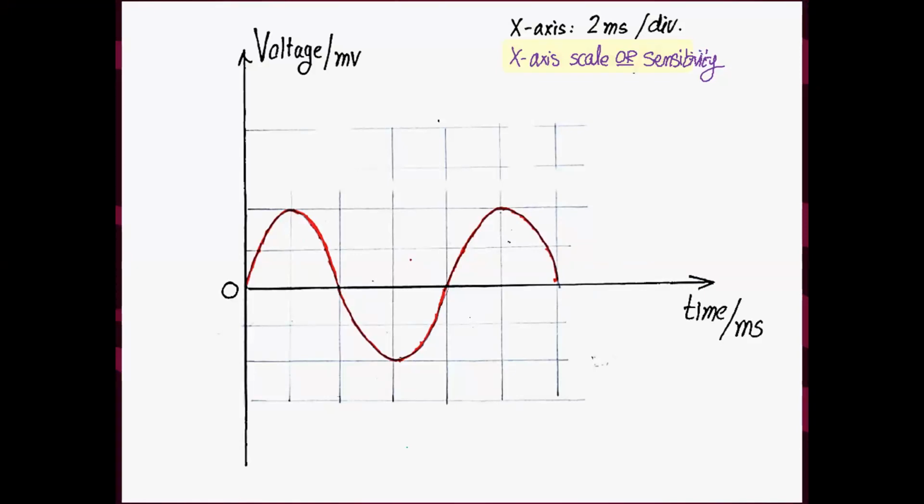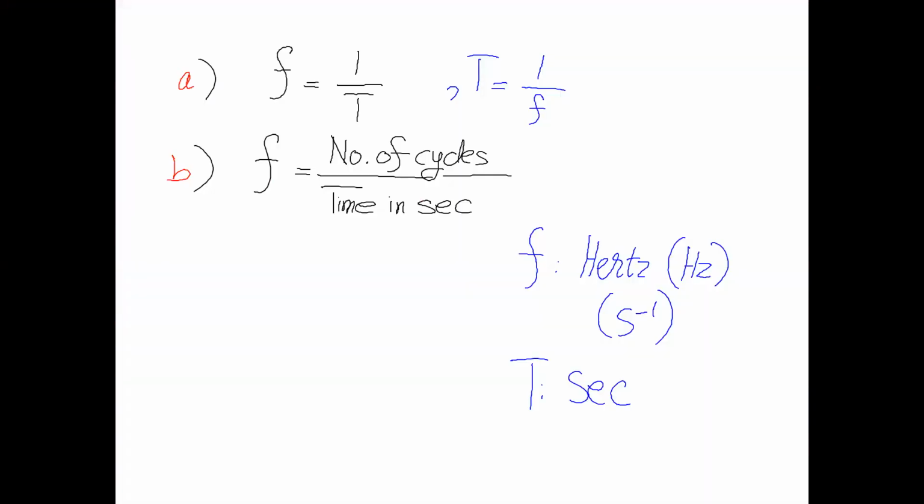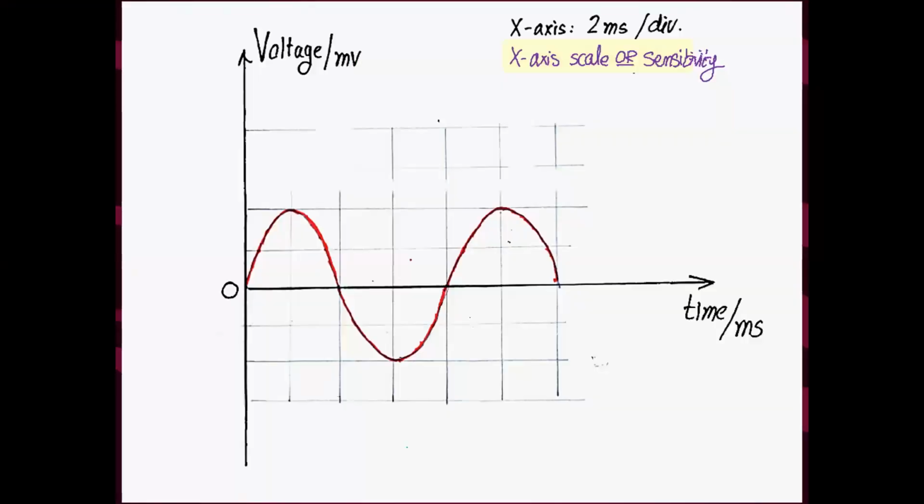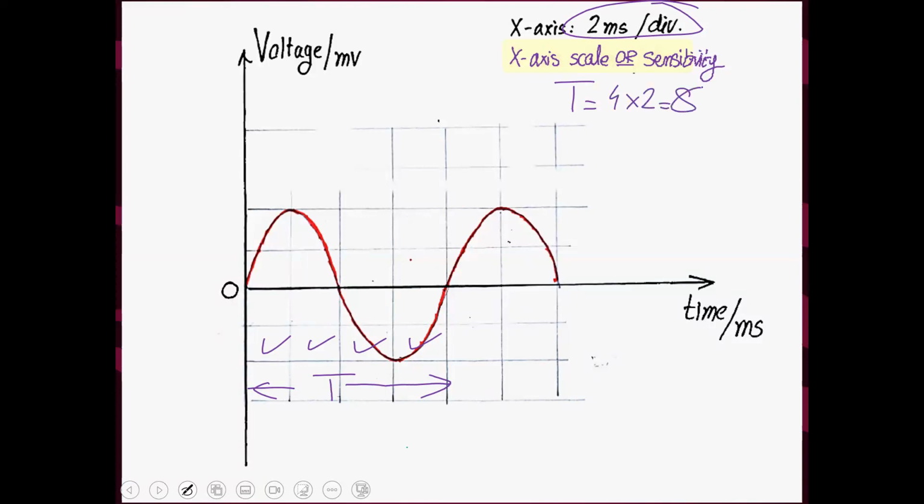So I'm working for frequency, right? For working out frequency, I can work out the time period first. Time period is the time for one complete cycle. I will mark the time period on the graph. This is the time period. Now you count the boxes. 1, 2, 3, 4. There are 4 boxes. Look at the scale, 2 millisecond per division. So time period will be 4 into 2, 8 millisecond. If you convert millisecond into second, it will be 8 into 10 power minus 3 second.